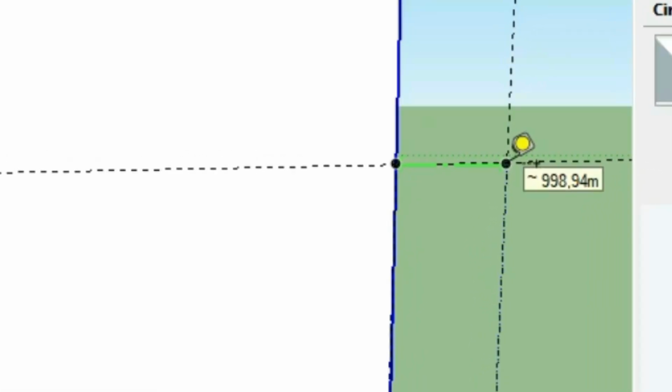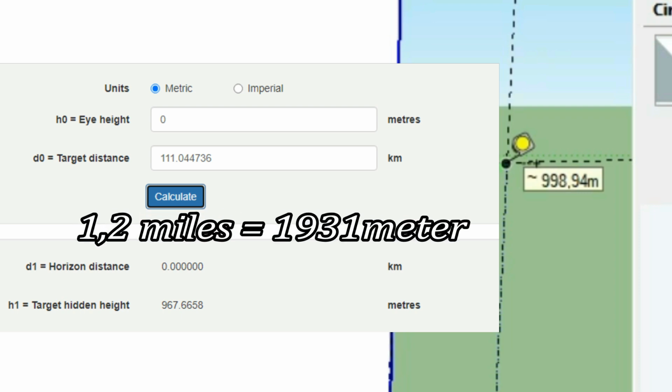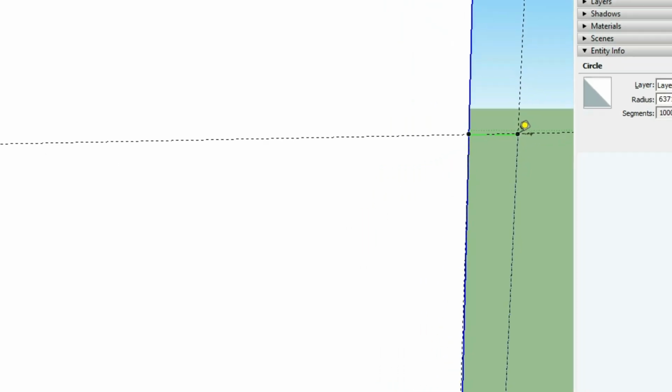998 meters. Comparing that with the Earth curvature calculator, I'm only 31 meters off. And you clowns are 1.2 miles off. And that is like 1900 meters, 1931 meters to be more precise.